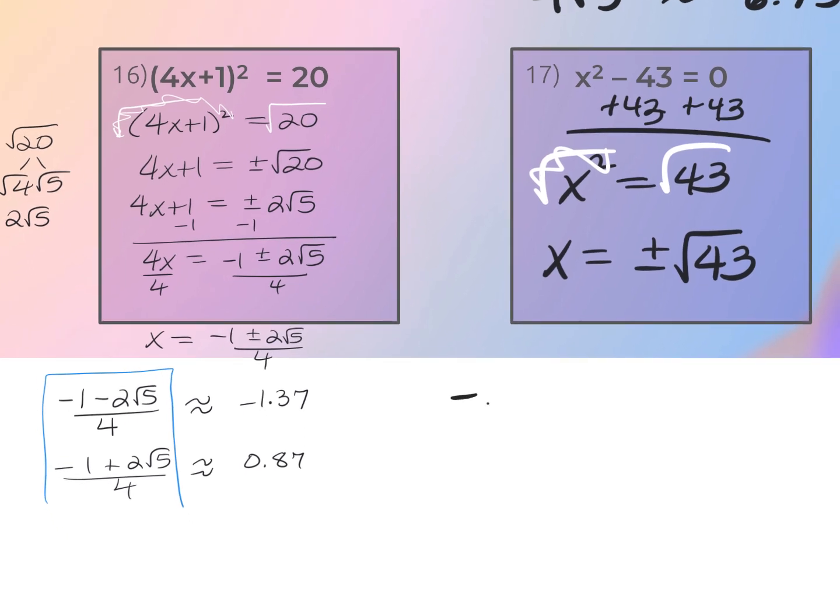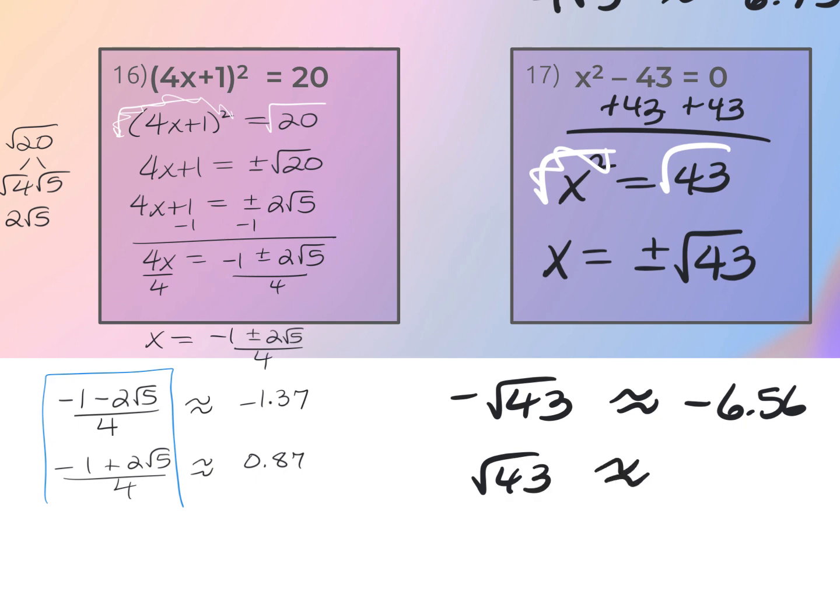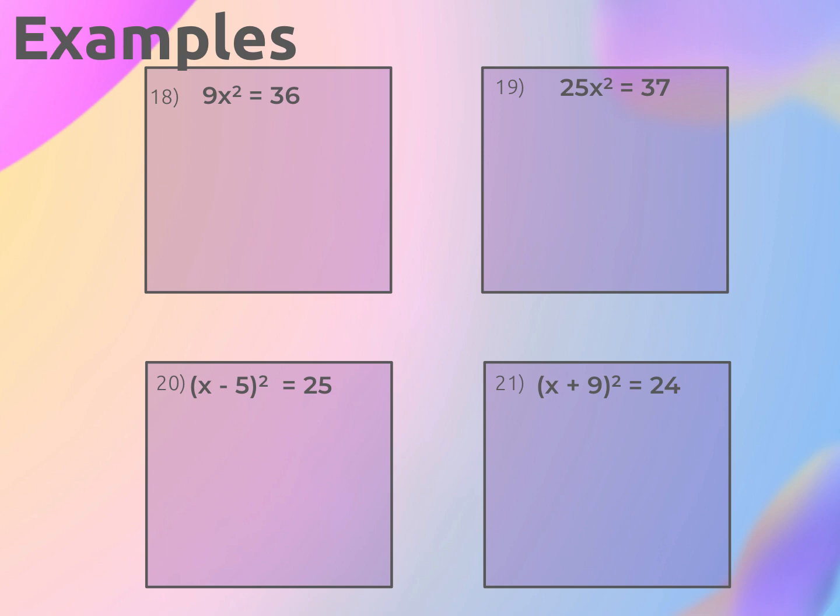So my first answer is the negative square root of 43, which gives me negative 6.56. Positive square root of 43, which gives me positive 6.56. WebAssign will say round to 2 decimal places, which is also, you might see it say round to the hundredths place. All right, number 18.